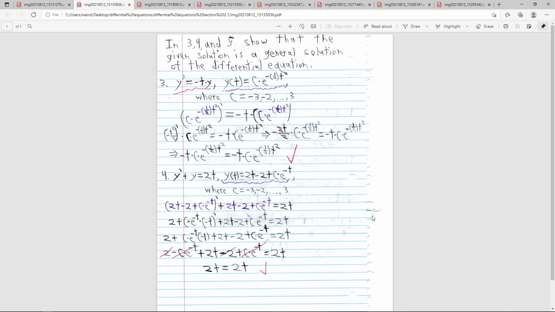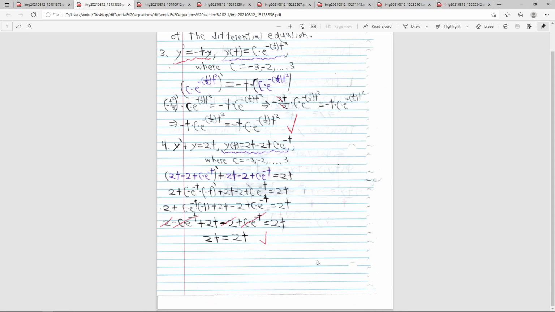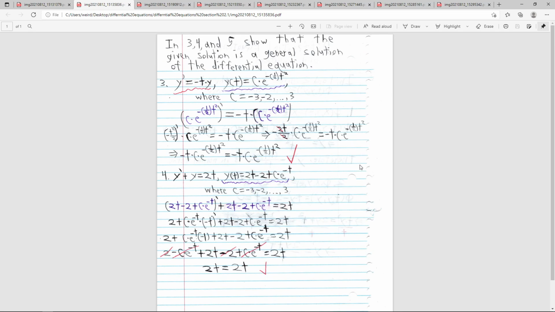So you plug it in. You plug y of t into this expression, y prime plus y equals 2t. Derivative of y of t plus y, and then it's equal to 2t. Eventually you get a situation where the left and right side equal each other: 2t equals 2t. And that's after you do your rules of algebra and canceling out and everything.